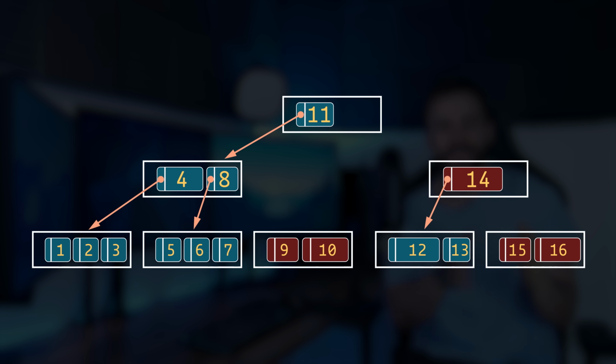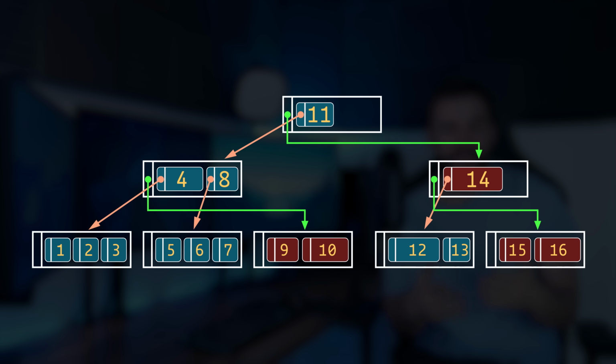So each page has its own header, where we put a pointer to the last child, which contains keys that are greater than all the keys in the parent. So I think that pretty much covers all you need to know about the B-tree structure. If you want to know more, you can go check the database video.